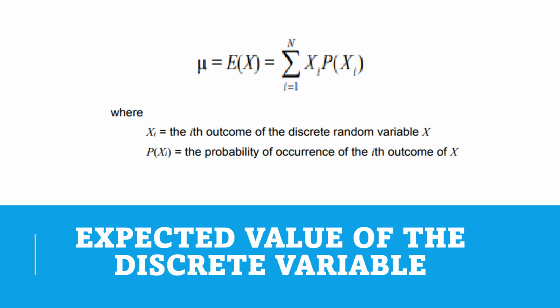Next is expected values of the discrete variable. This is the formula we use to calculate the expected values of discrete variable. For any exam or assignment, you should be able to write this on your own and you should learn these, right? So, in this formula, xi is the ith outcome of discrete random variable x, and P(xi), this one here, is the probability of occurrence of the ith outcome of x. So let's look at the example, you'll understand better.